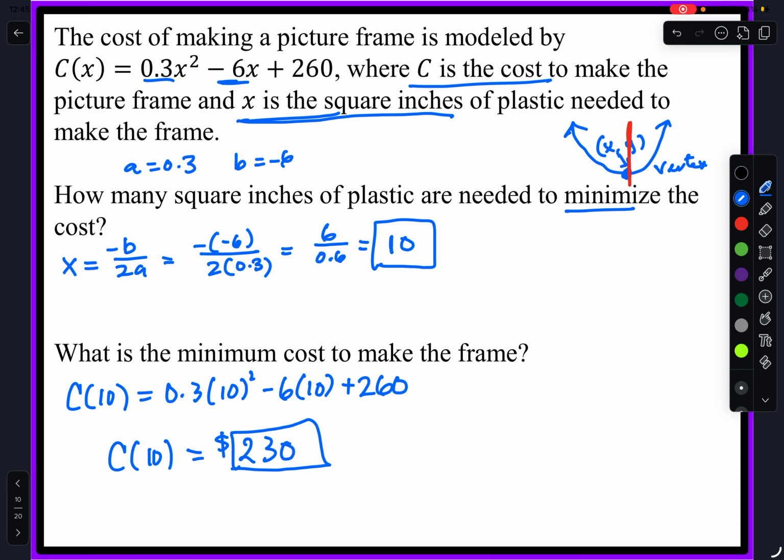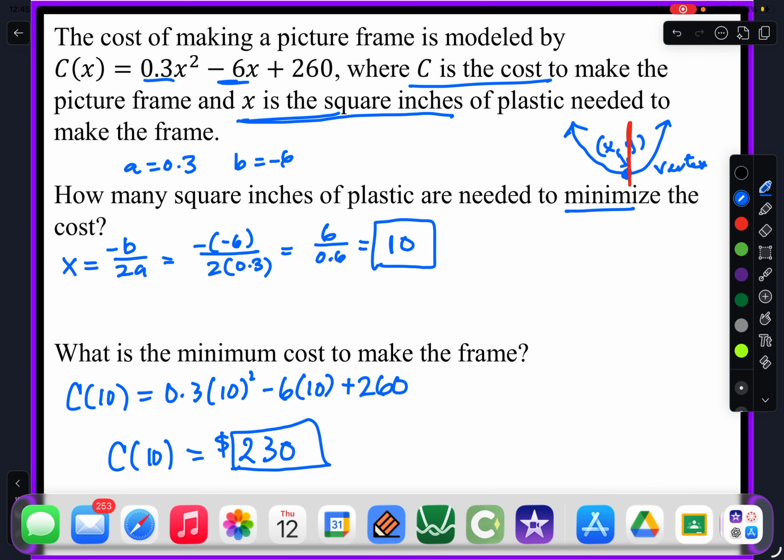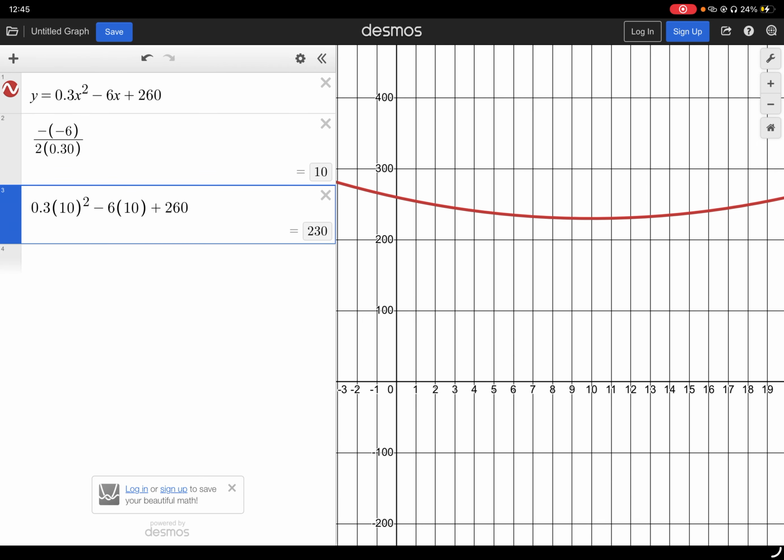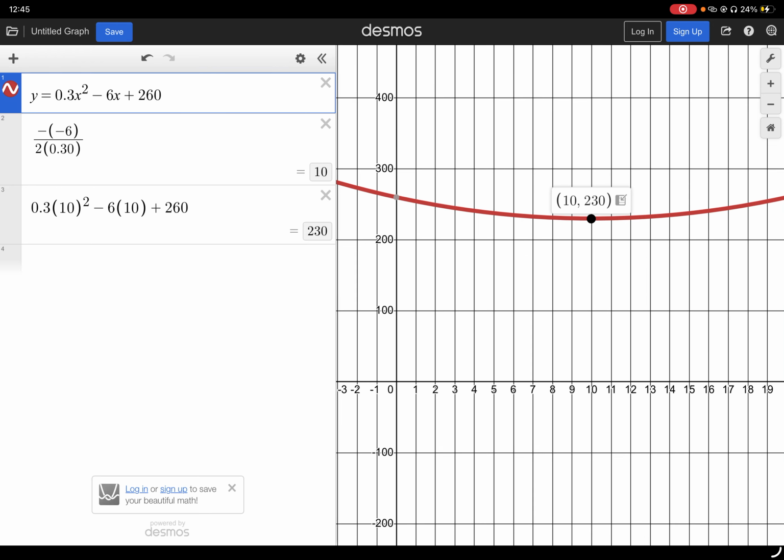Now, you could have gotten these two numbers just by looking at the vertex of this parabola. If we graph it as I had it earlier and I find that vertex, notice that I have the exact same two numbers: the x value of 10, where the vertex is located, and the value of 230, which is the value of the vertex, the minimum value. So we have that our minimum is at 10 and the actual value itself is 230. So you can do that.